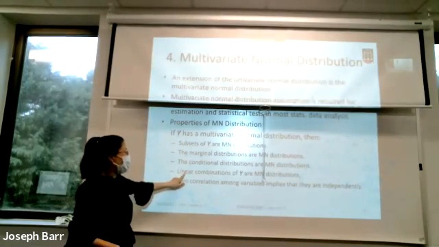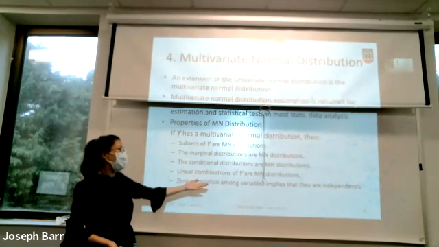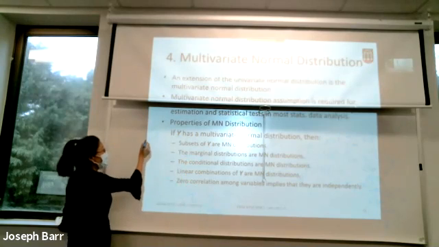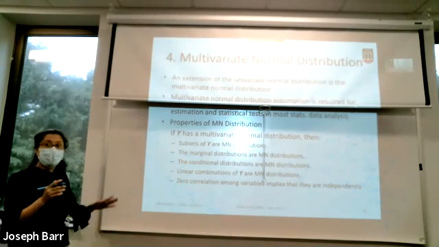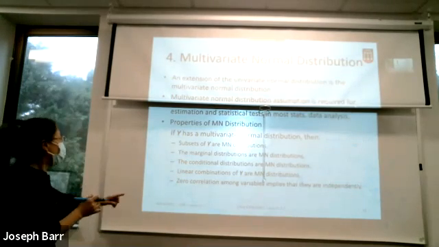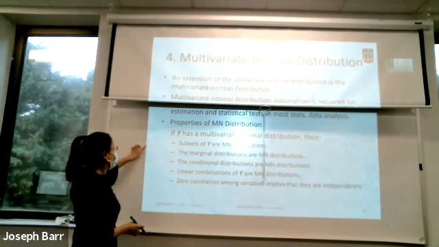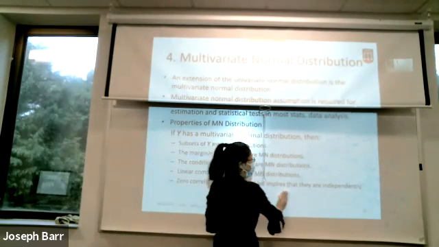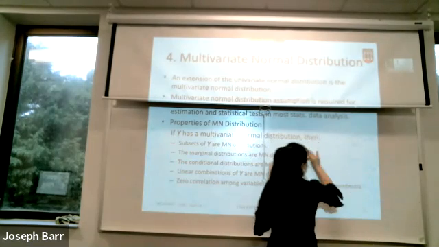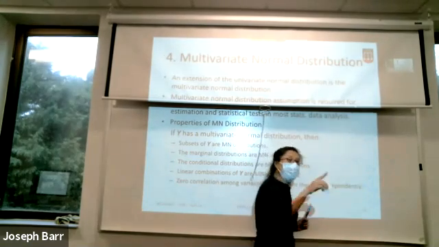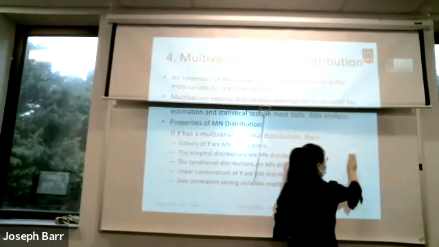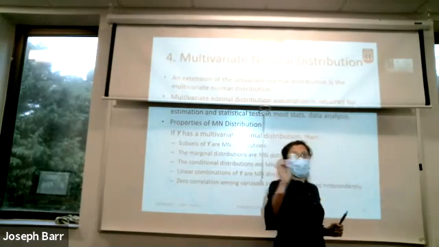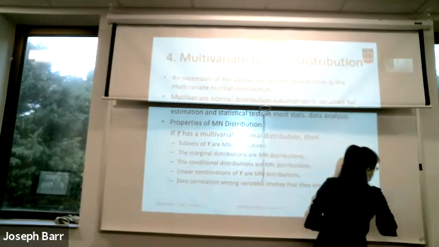The next property: linear combinations of y are multivariate normal. How are we going to understand that? If you know all of these variables, I can do a lot of linear combinations. For example, 2y1 plus y2. Or you can think about a very simple case. I'm going to consider the average of 3 GRE scores. That is a linear combination of y1, y2, y3. So that average follows a normal. Okay, any linear combination follows a normal.